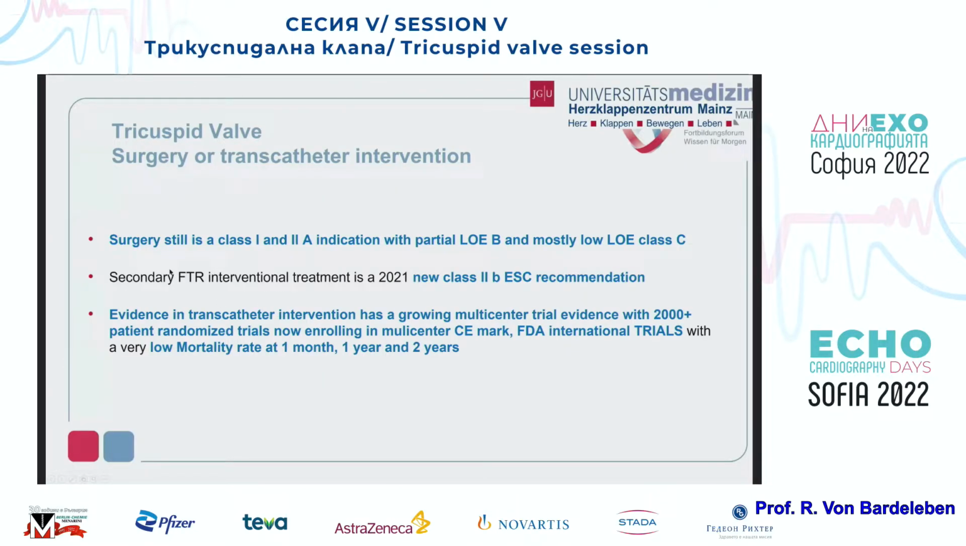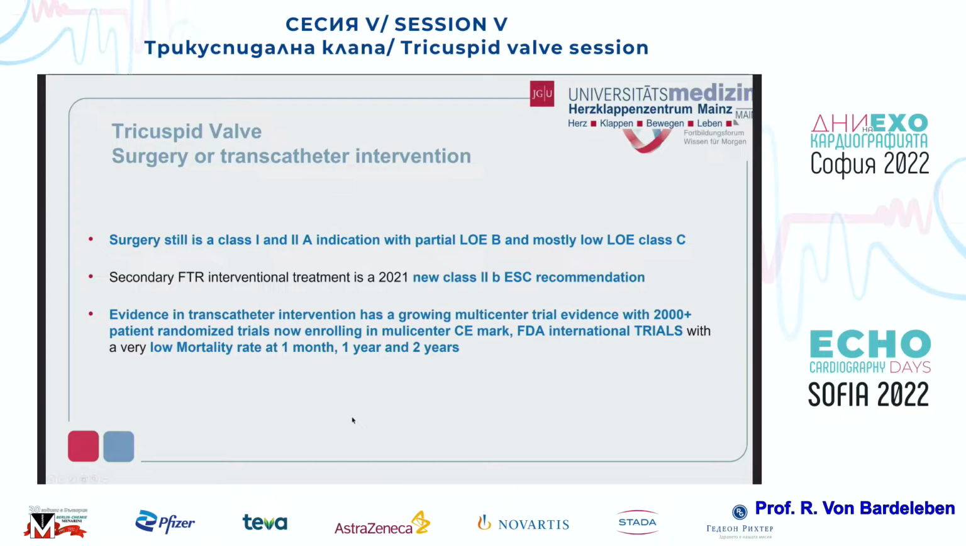And thus I come to the conclusion that surgery still is a class 1 and 2A indication with partial level of evidence B and mostly a low level of evidence class C. Secondary FTR interventional treatment is a new 2021 class 2B ESC recommendation.